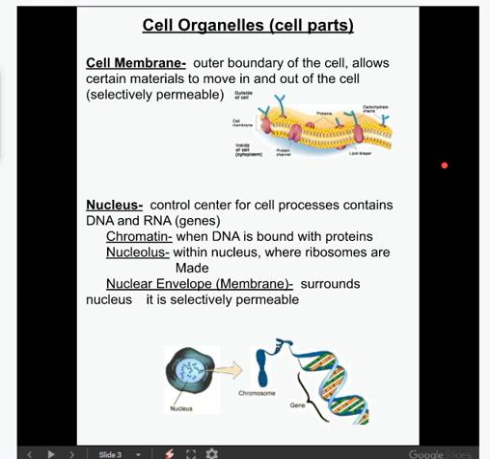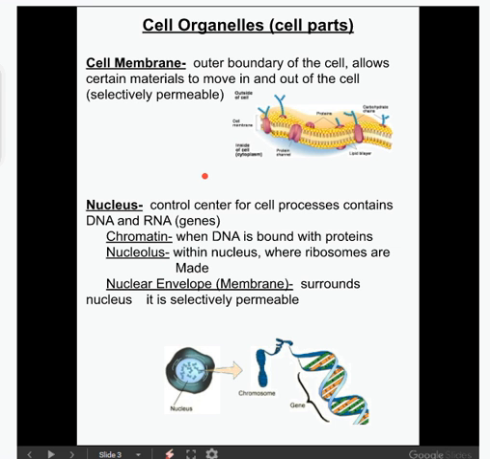So the cell membrane is the outer boundary that allows certain materials to move in and out. It is what we call selectively permeable. Some things can go through and other things cannot. Usually it's things like ions can't get through without having a protein channel. These little pink proteins embedded in here are channels to allow large molecules or ions to go through, but water can pass through it very easily. Right? Water can diffuse through cell membranes.